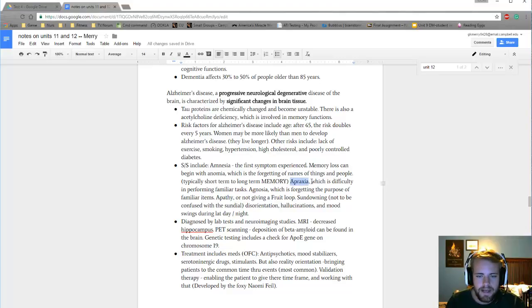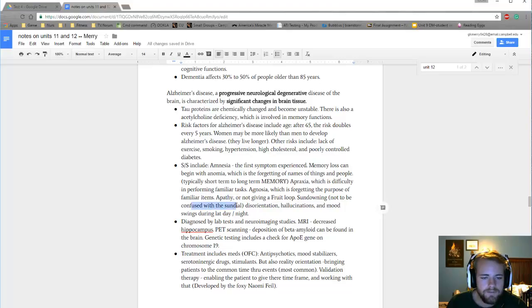And that's called apraxia, which is loss of short-term first. Apraxia is difficulty in performing tasks. Agnosia, which is forgetting the purpose of familiar items. Apathy, or not giving a Fruit Loop sandwich.